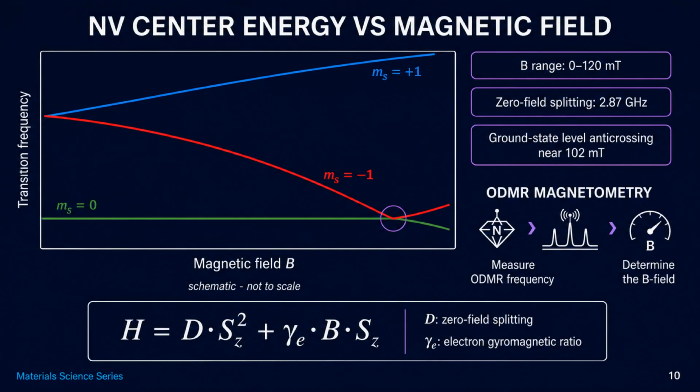The NV center energy levels shift with applied magnetic field. The MS equals 0 state remains flat, while the plus and minus 1 states split linearly with field. This makes NV centers excellent magnetometers. By measuring the optically detected magnetic resonance frequencies, we can determine the local magnetic field, either with nanometer spatial resolution using a single center, or with far higher sensitivity, down to the picotesla range, using a large ensemble at coarser resolution. The Hamiltonian captures this Zeeman-splitting behavior.